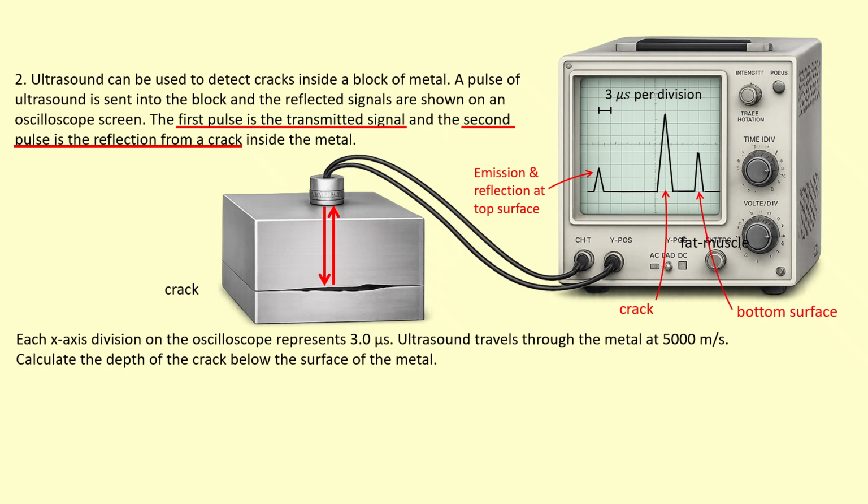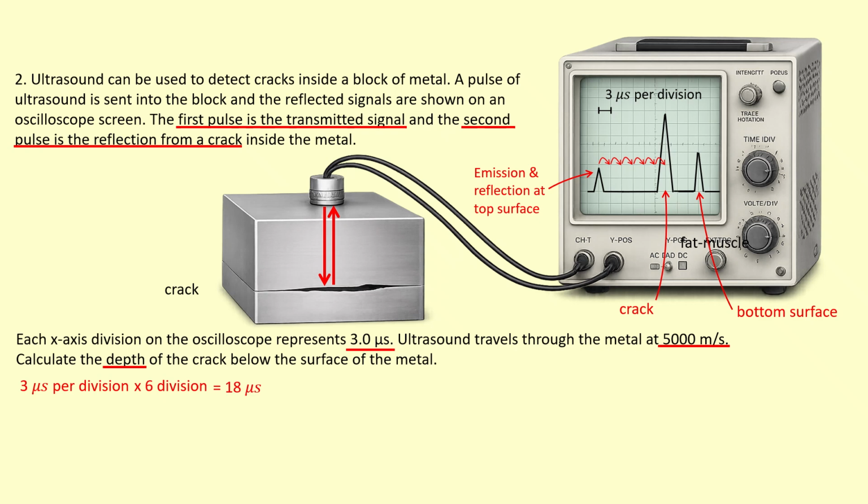Okay. Anyway, each X division on the oscilloscope represents 3 microseconds. Okay, and the ultrasound travels at 5,000 meters per second in solids. Okay, we need to calculate the depth. Okay, so first of all, we've got 3 microseconds per division on this oscilloscope. Okay, and we need to count how many divisions there are from the ultrasound being emitted, reflecting off the crack and coming back in order to figure out the distance to the crack. So let's count from the first pulse: 1, 2, 3, 4, 5, 6 divisions.